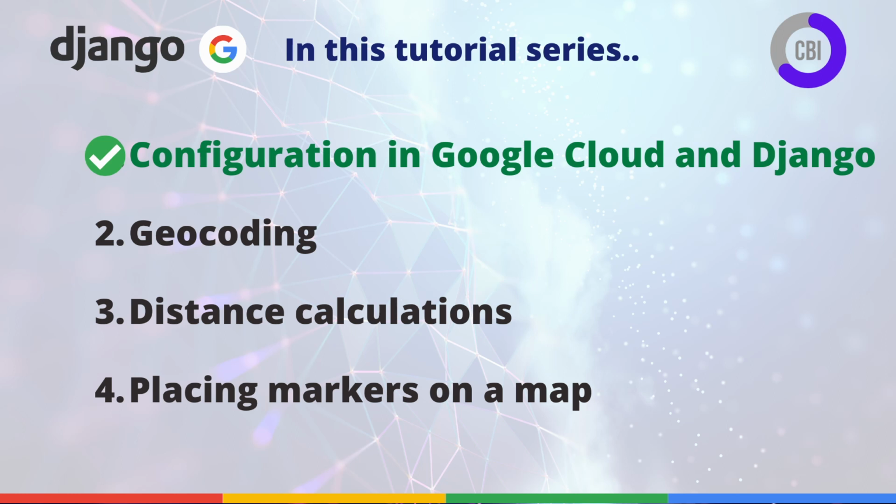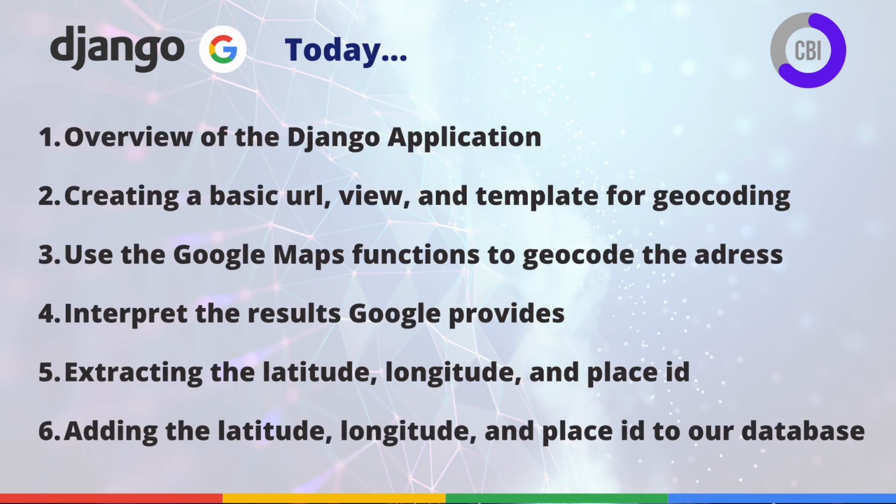Python Django application. Over the course of the next few videos, we will also engage in distance calculations and focus on trying to place markers on the map. In this video, the focus is on geocoding. As you can see in my application right now, we have several records which actually represent football stadiums, and we are going to geocode the address information into coordinates.